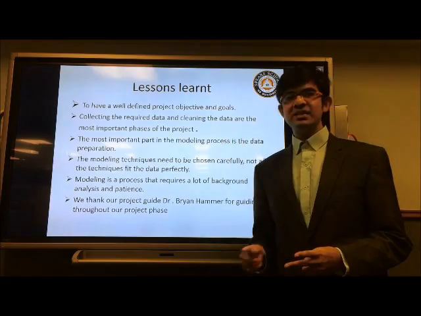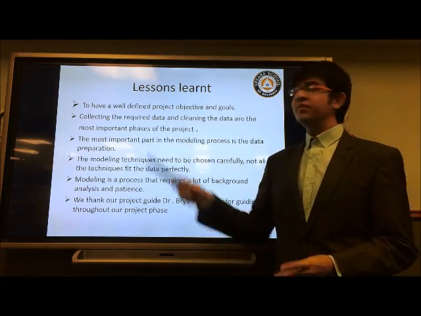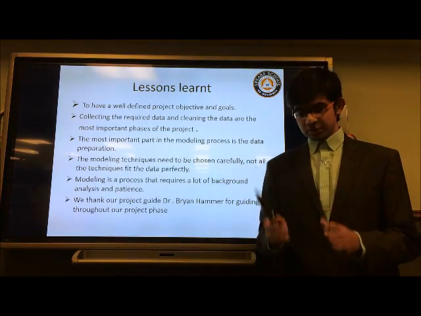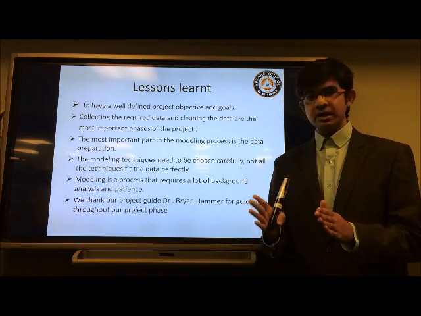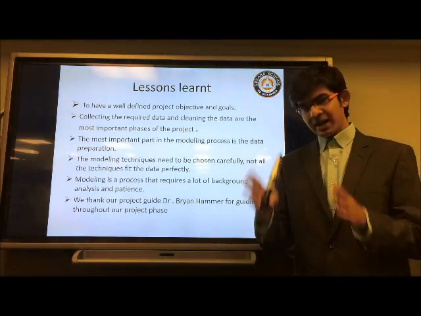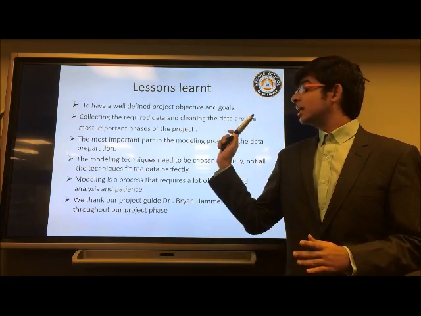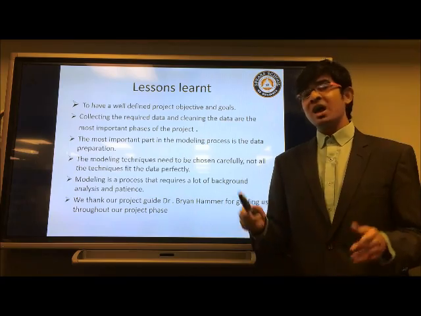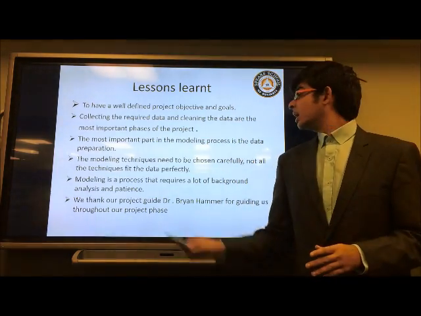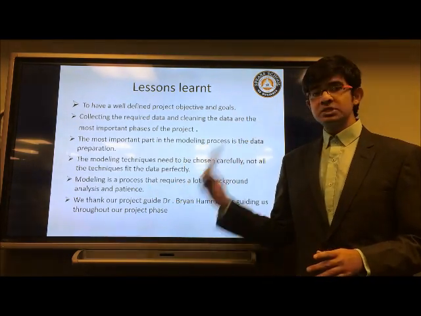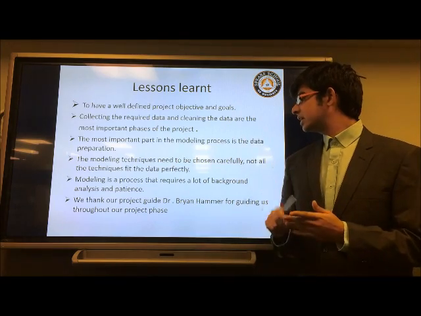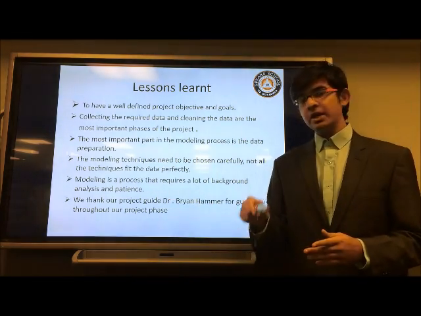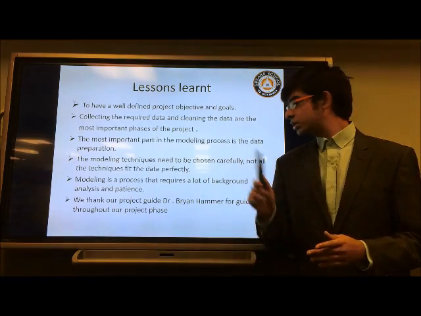The lessons that we learned: initially we need to have a very good project objective and goals. The project objective should be very specific to a particular scope, so that our analysis will be good. Collecting and preparing data is the second important phase, because it takes up a lot of time. And the modeling technique should be chosen carefully to see which model fits our data the best. You need to do a lot of background checks on these models to see which model to choose.